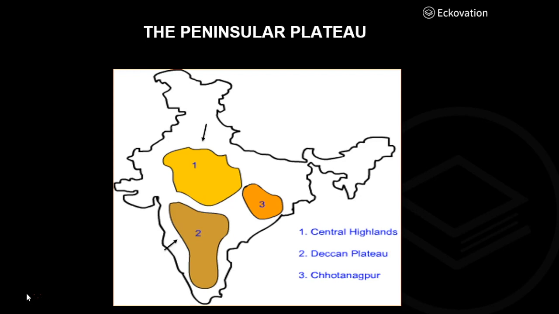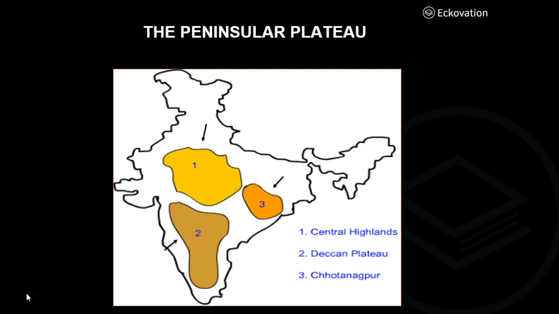Then, we have the Deccan Plateau. It is the largest plateau in India, and it covers most of the southern part of the country. It lies in the south of the Narmada River, between 2 mountain ranges, the Western Ghats and the Eastern Ghats. Then, we have the Chota Nagpur.